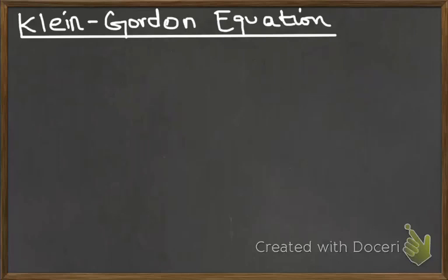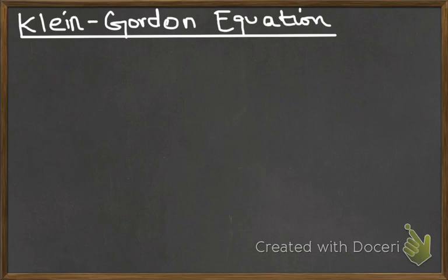Let's talk about the Klein Gordon equation. The Klein Gordon equation is a relativistic wave equation. What that means is that it's a wave equation for particles moving at relativistic speeds, that is, speeds that are comparable to the speed of light. It is also related to the very famous Schrodinger's wave equation.